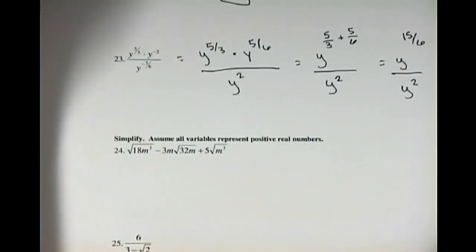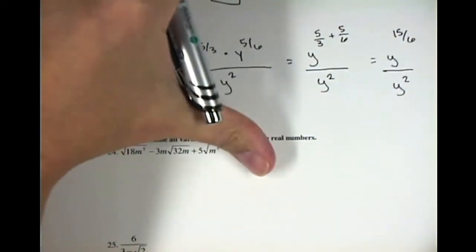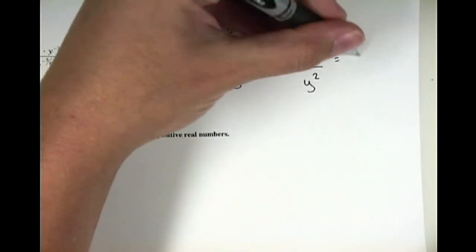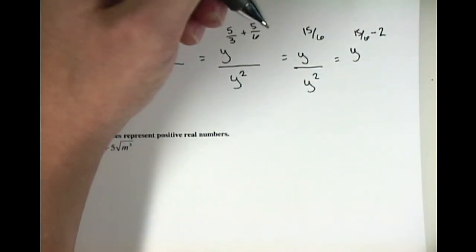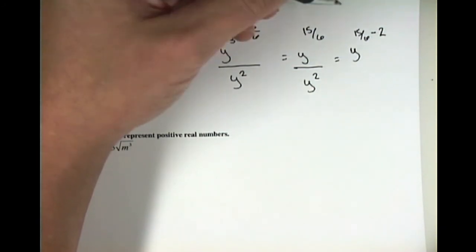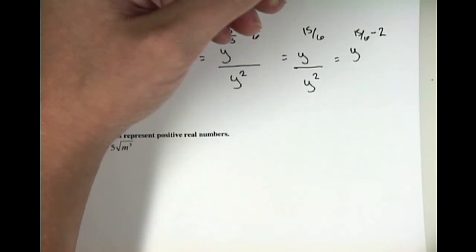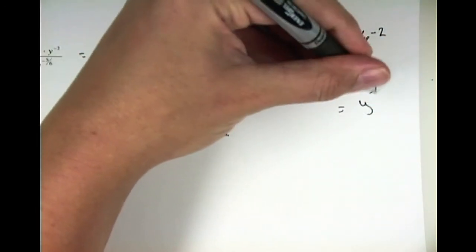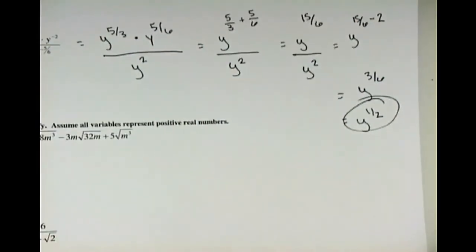Now, the rules say that when you have two bases the same, both of these are y, and you're dividing, you subtract your exponents. So we would have y to the 15/6 minus 2, basically, or 2 over 1. So if you want to get 2 into a denominator of 6, that would be 12/6. And so 15 minus 12 is 3. So this would be y to the 3/6. But you can always reduce your fraction. So your answer should be y to the 1/2.